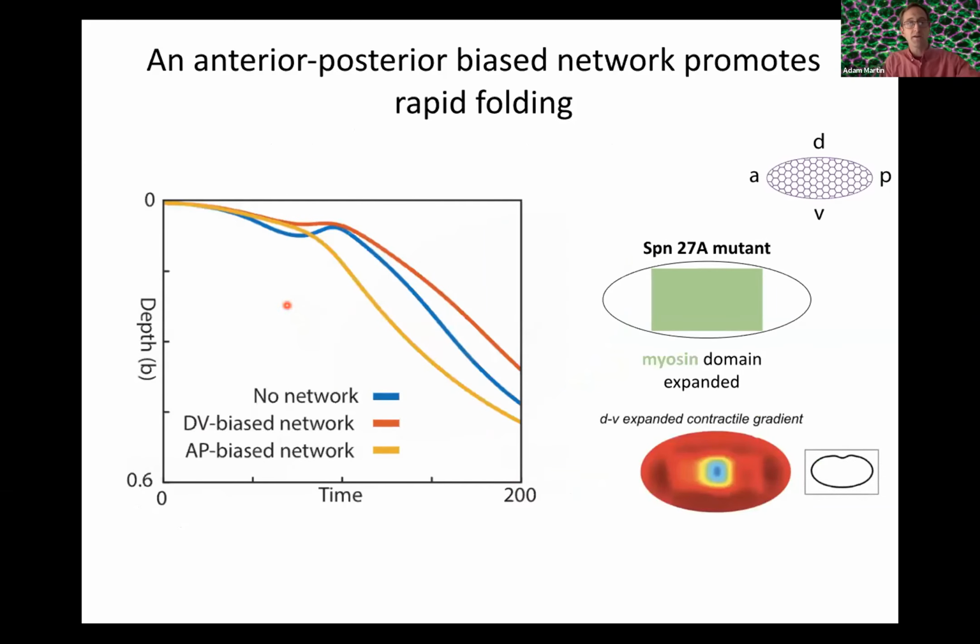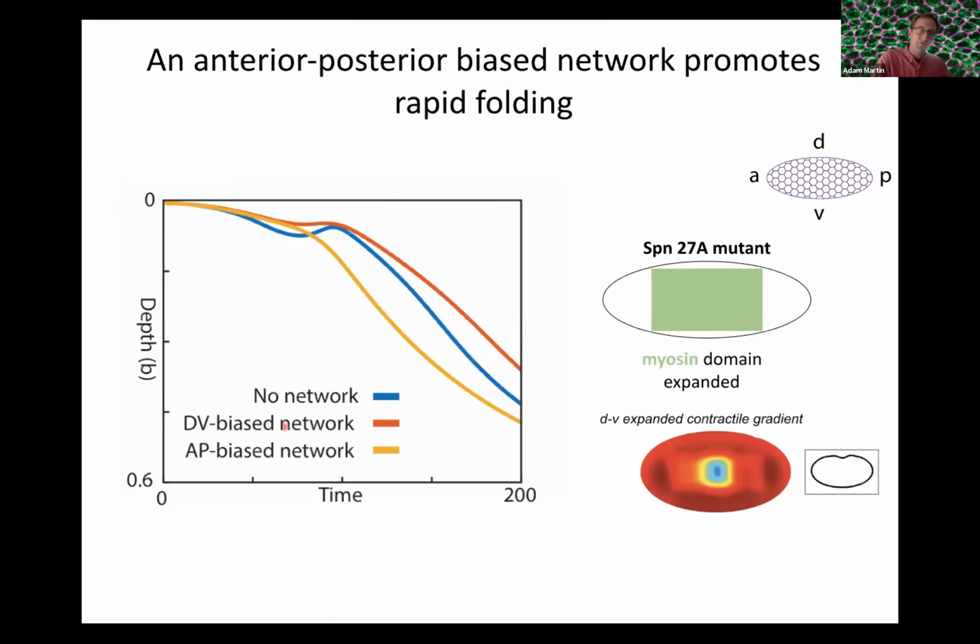And so in including this network of stiff elements, what we found is that if we make the network biased towards the anterior-posterior axis, like we see in a wild type embryo, it makes the folding faster than what you would see without this network. So what you're seeing here on the y-axis is the depth of the invagination, and you can see how the invagination here is shifted to the left, which is earlier in time.